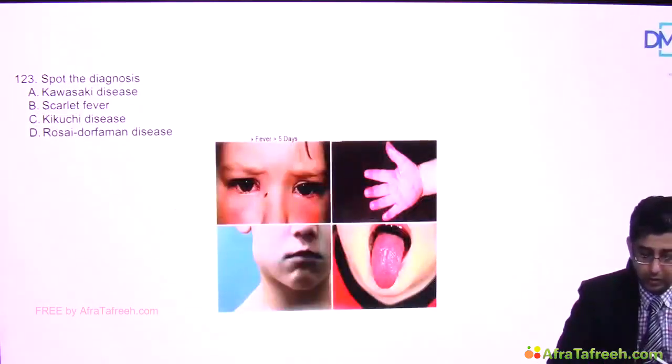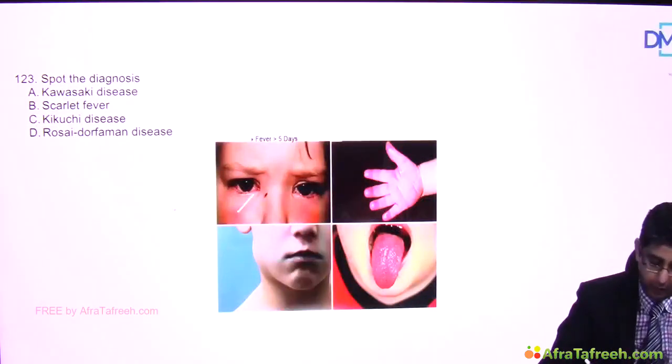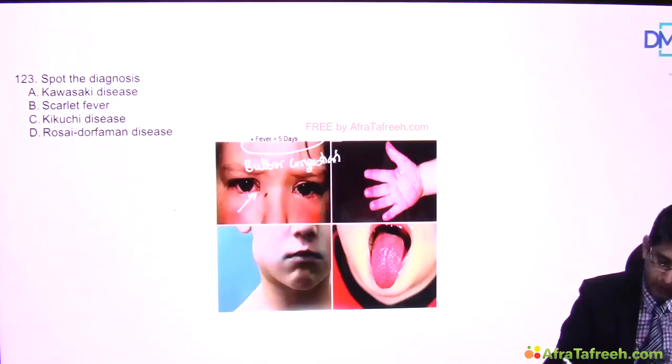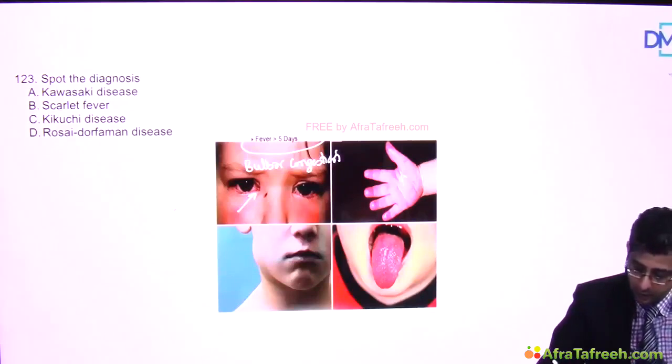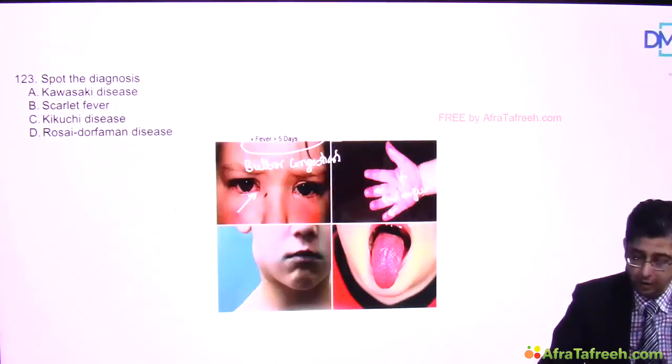For the diagnosis, if you look at the manifestations in the first figure, you can see fever for 5 days. That's again a hint. Then there is bulbar congestion present in the patient. The second feature that is present here is desquamation. There is periungual desquamation occurring. Periungual peeling of the skin is seen.